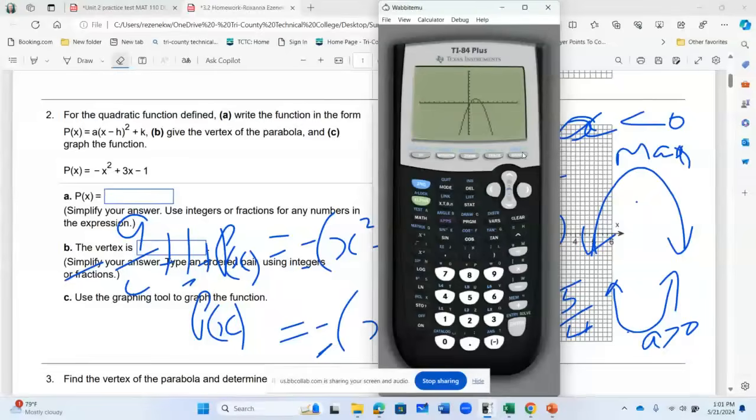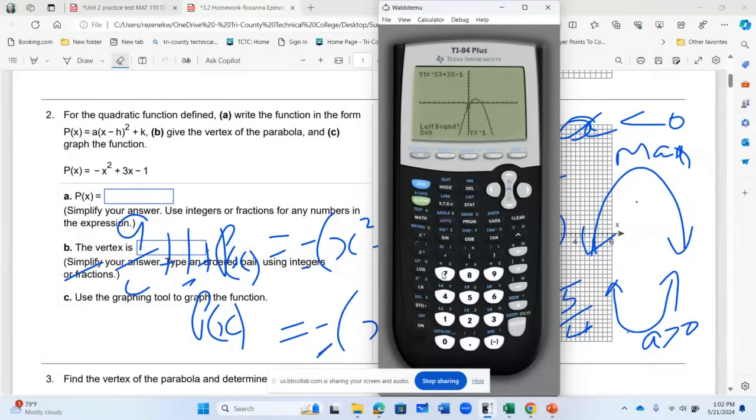So I see it's a maximum, and I'm looking for the maximum point. How do I find the maximum point? I will ask my calculator to give it to me. How do I ask my calculator? You do second, calc. I already know it's a maximum, so I'll select number 4. Now I'm asking my calculator to give me the point at the top, the maximum point.